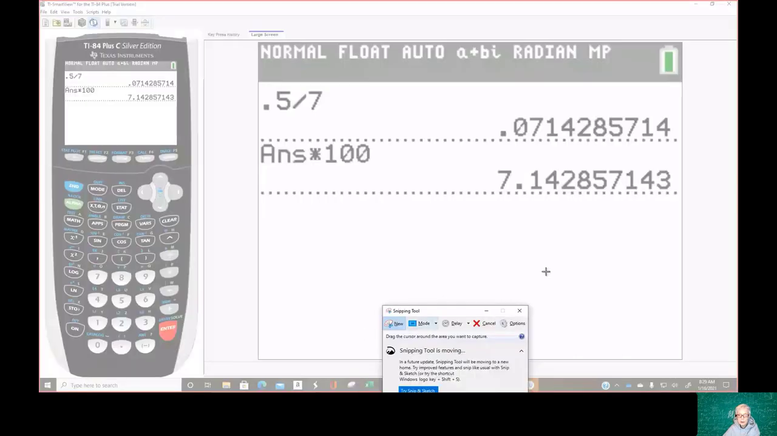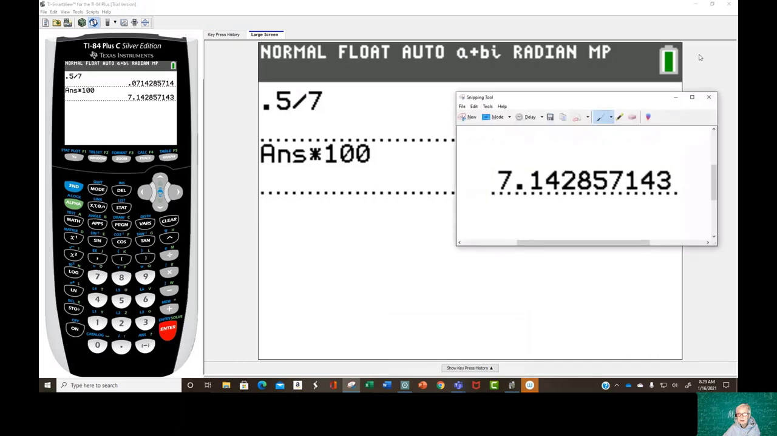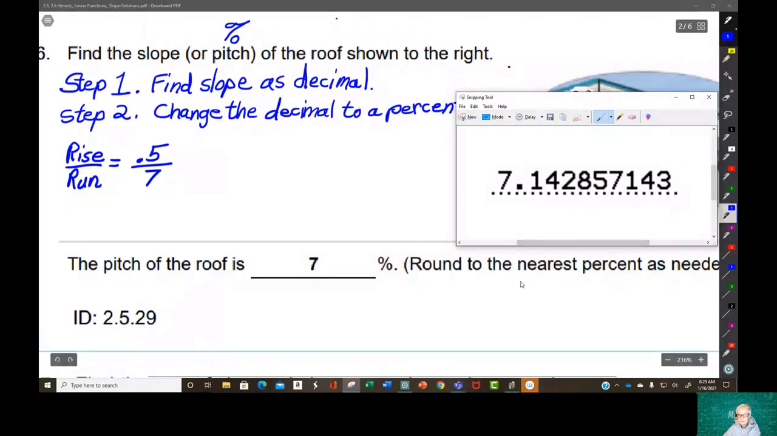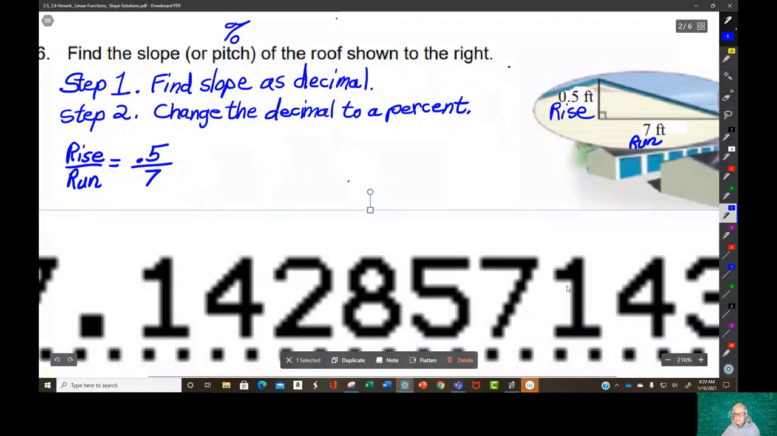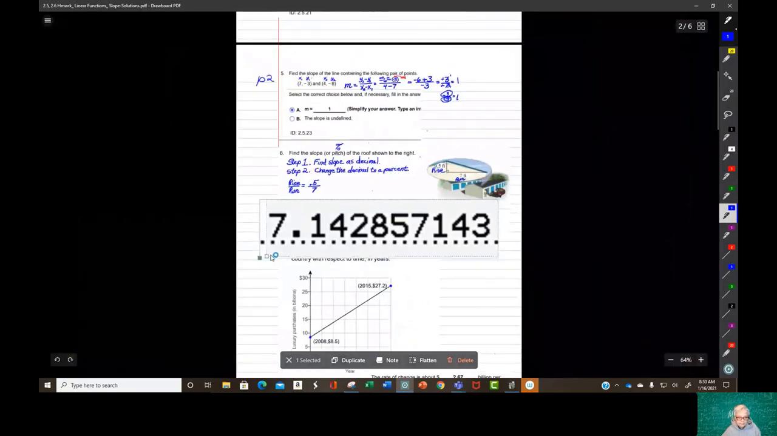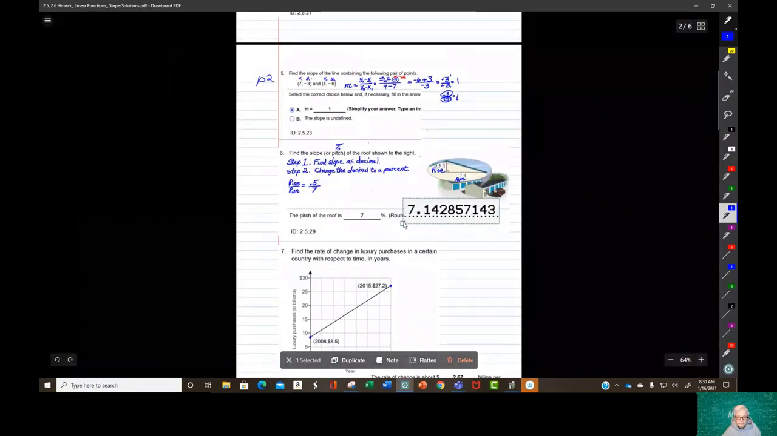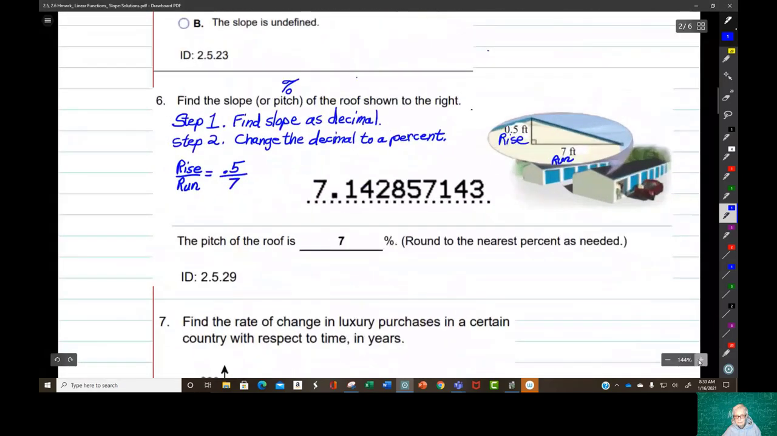I am going to take a picture of it. The monster that ate the earth. Let's see how to do this. There you go.